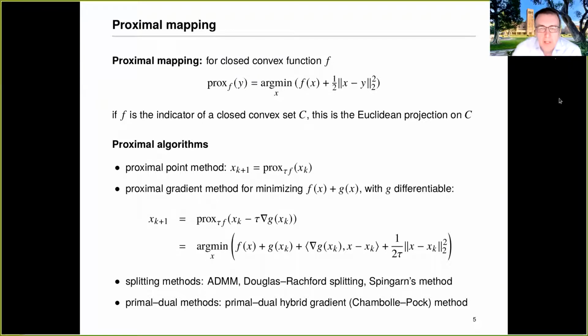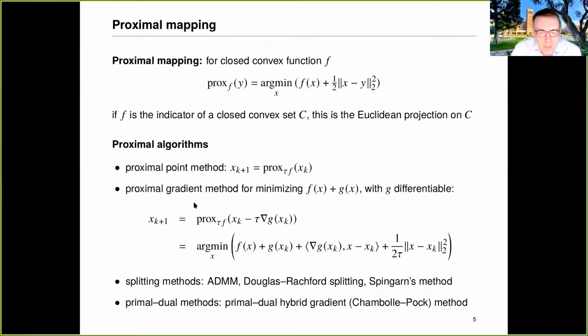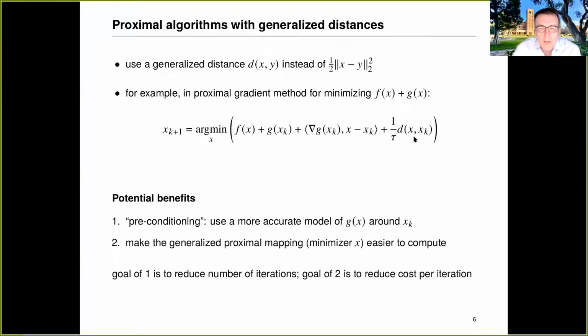So in the Bregman proximal method, we replace the Euclidean squared distance by a generalized distance. For example, in the gradient method, that would mean that we replace the squared Euclidean distance by a generalized distance that we will denote by d. The potential benefits are, first, that by choosing a different, maybe better approximation, a term d that fits the structure of g better, you might be able to reduce the total number of iterations in the first-order method. So then it's some kind of preconditioning.